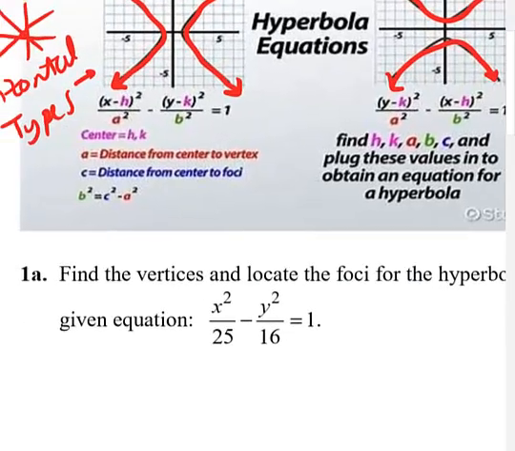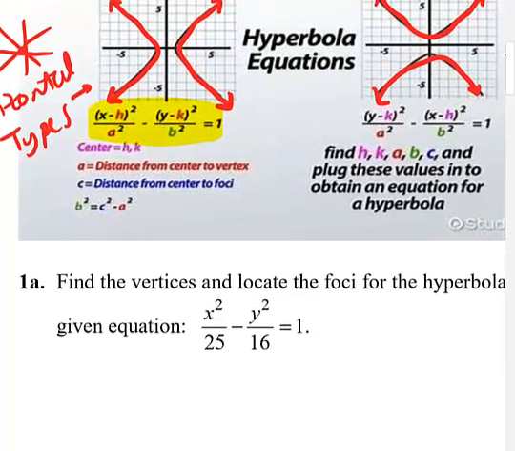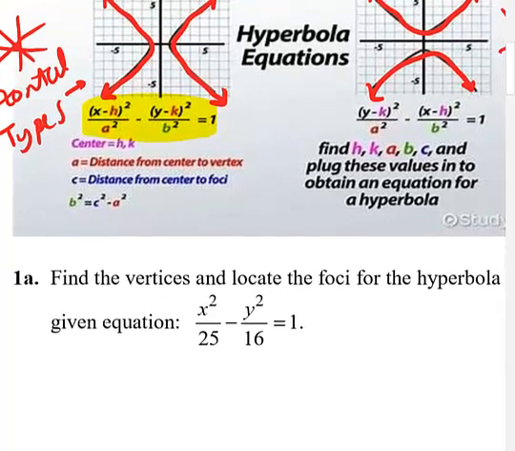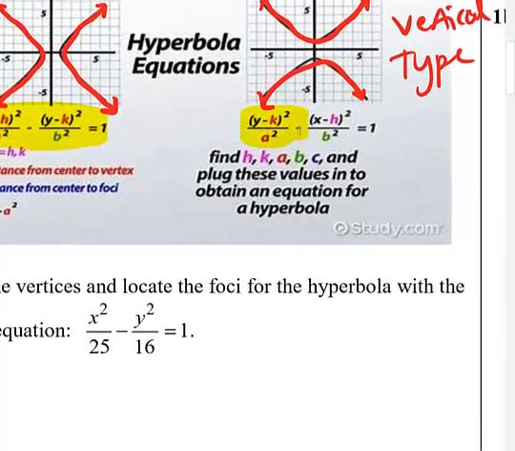The way you can tell which one you're dealing with is by looking at the equation. Notice that for the horizontal type, the equation has the x fraction first, and then a subtraction sign, and then the y fraction second. So the y fraction is negative, the x fraction is positive. Whereas with the vertical type, the y fraction comes first, it's positive, and then there's a subtraction sign, and then the x fraction. So the x fraction is negative.